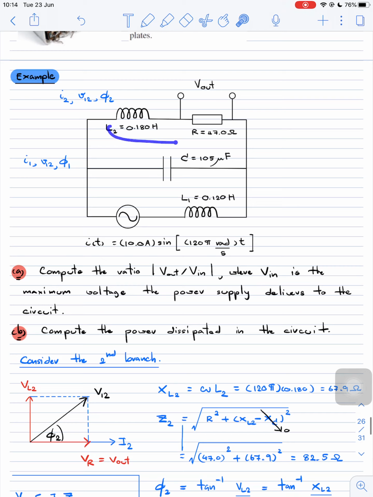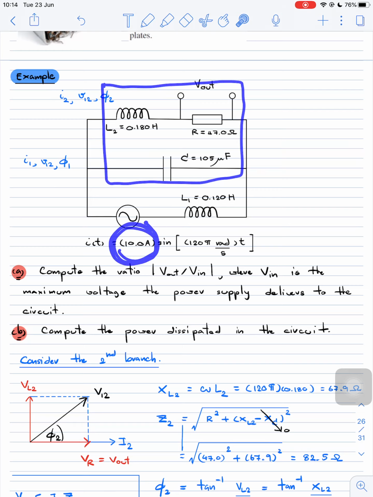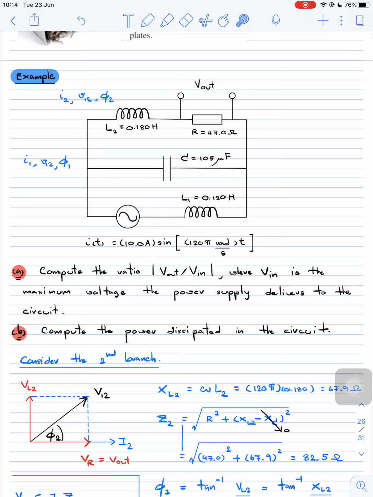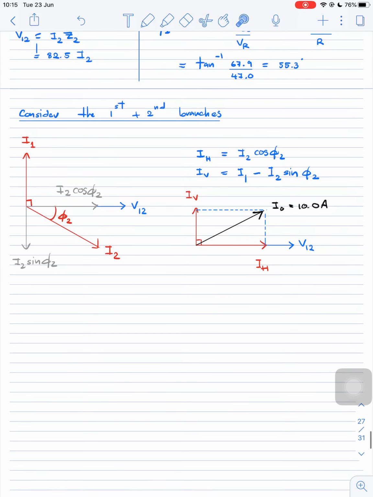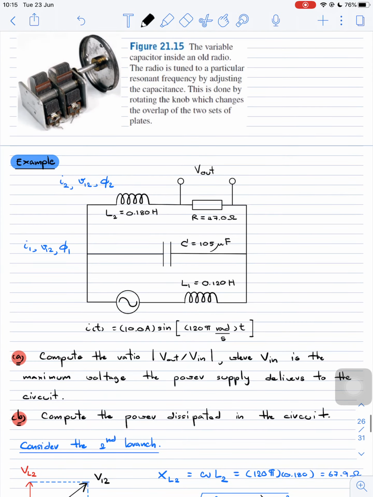Now you see, if we combine this and this together, then we will get this group. It means that the current through this circuit or this group is going to be equal to the I naught here, the maximum current. Why? Because the source here is connected in series with the L1 and in series with the whole thing here as well. So the current passing through the whole thing must be equal to the I naught as well. So we get I naught equal to 10.0 ampere. But this phase we don't know yet, so let's say it's just equal to the phi12.